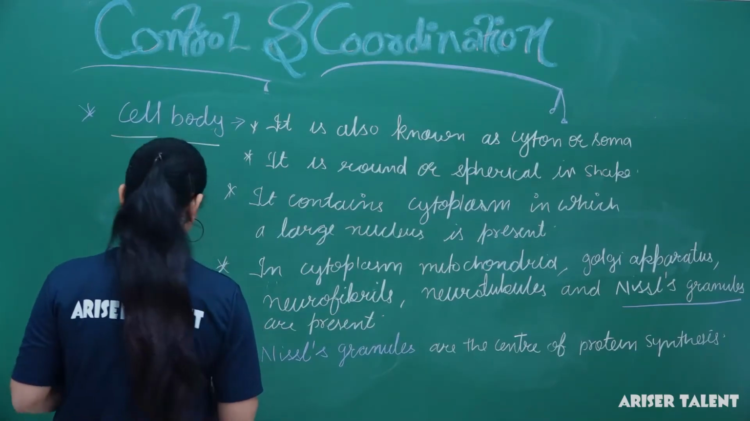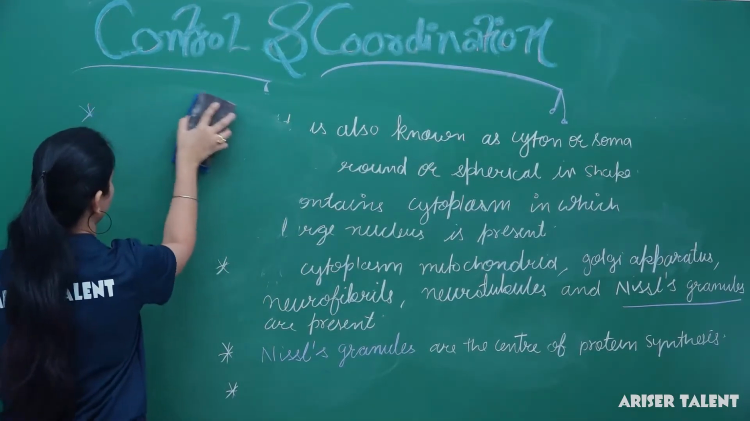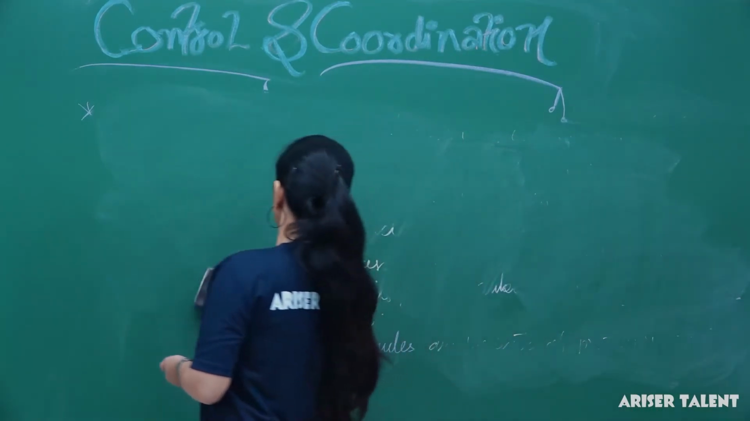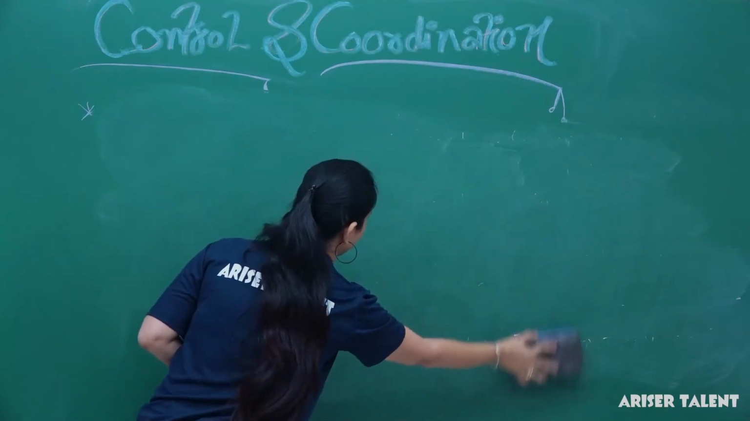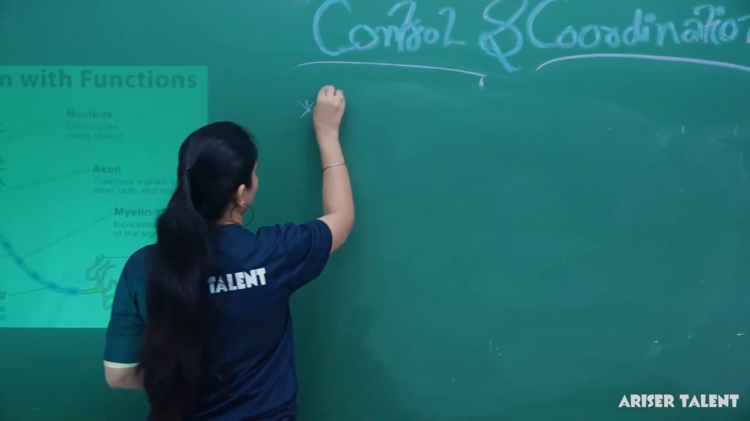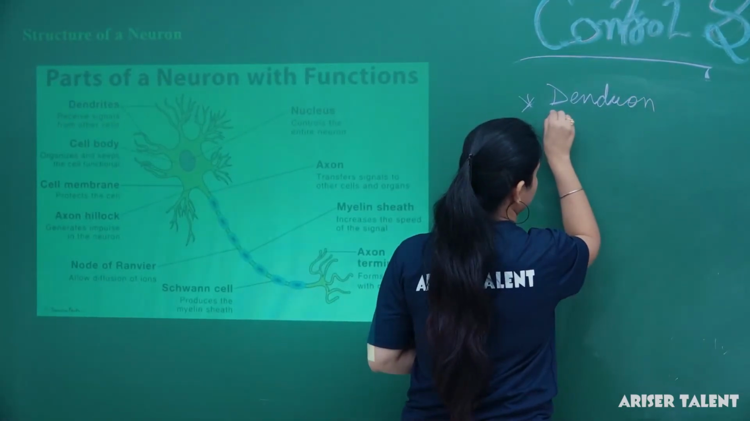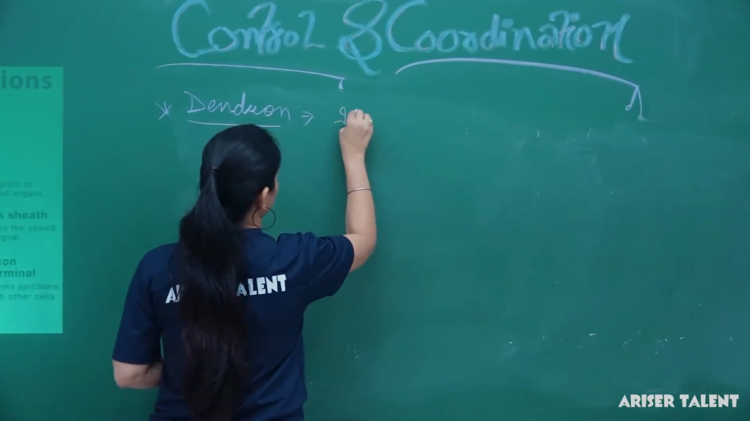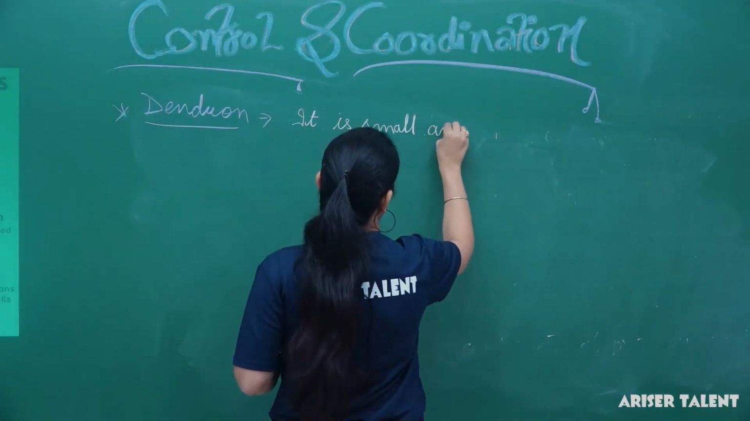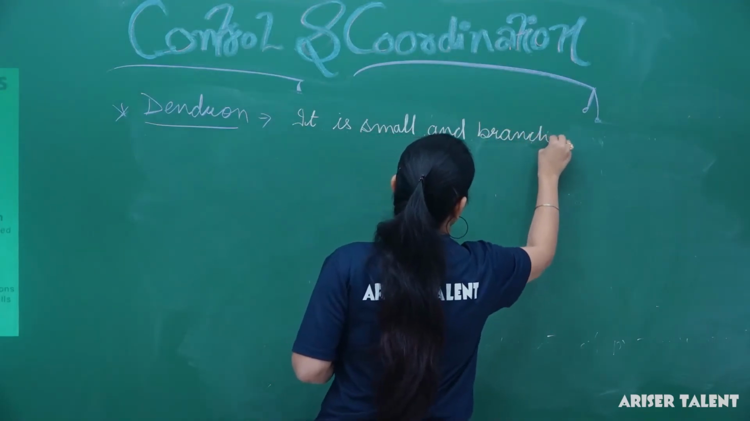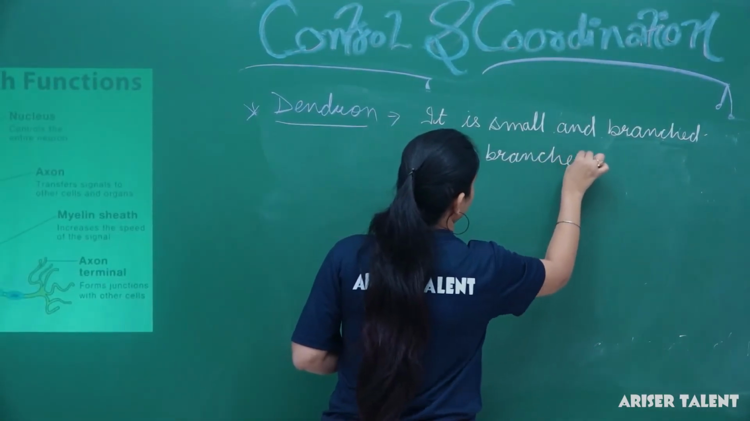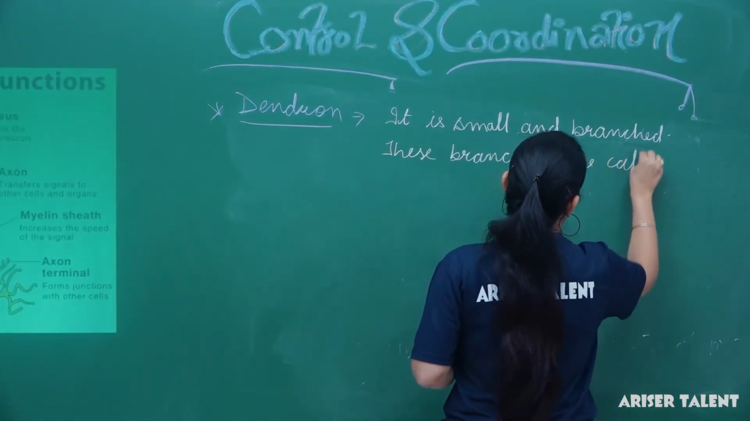Next, we will talk about what? Dendrites or dendrons. Singular, it is known as dendron. When they branch, they are known as dendrites. These are small structures, and when they are branched, they are known as dendrites. Dendron is generally the singular form. Okay, so it is small and branched. These branches are called dendrites.